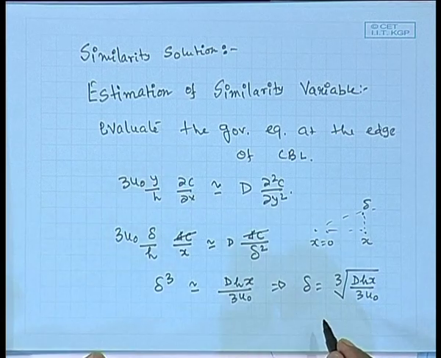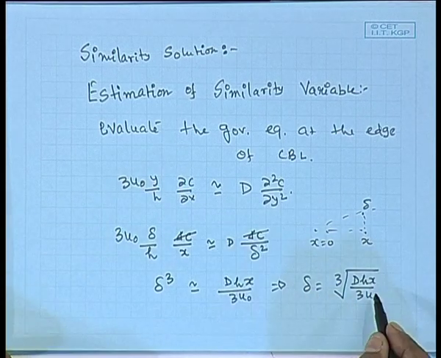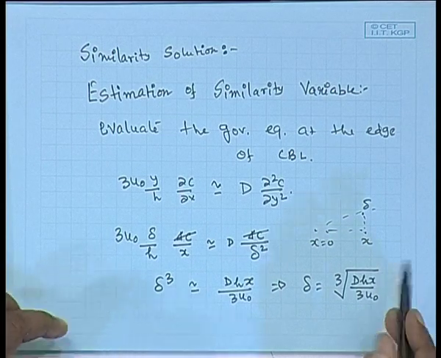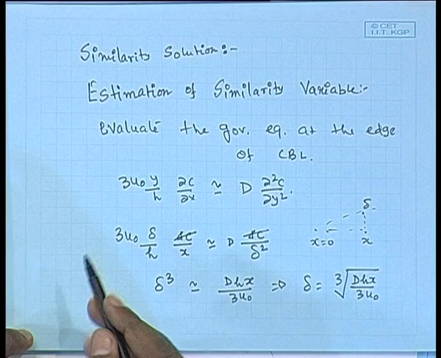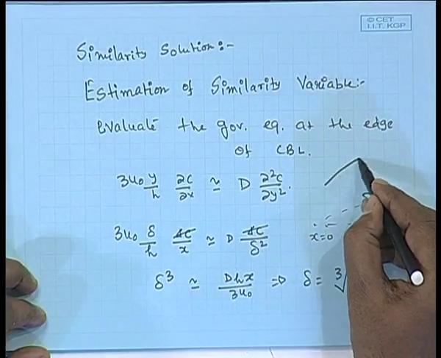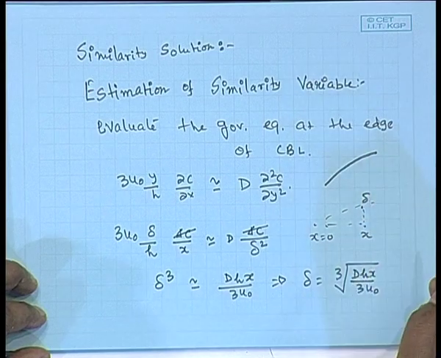So, that is the variation of delta with respect to x. It will be proportional to x to the power 1/3. That means the concentration boundary layer will not be developing linearly, it will be developing with a functional form proportional to x to the power 1/3.